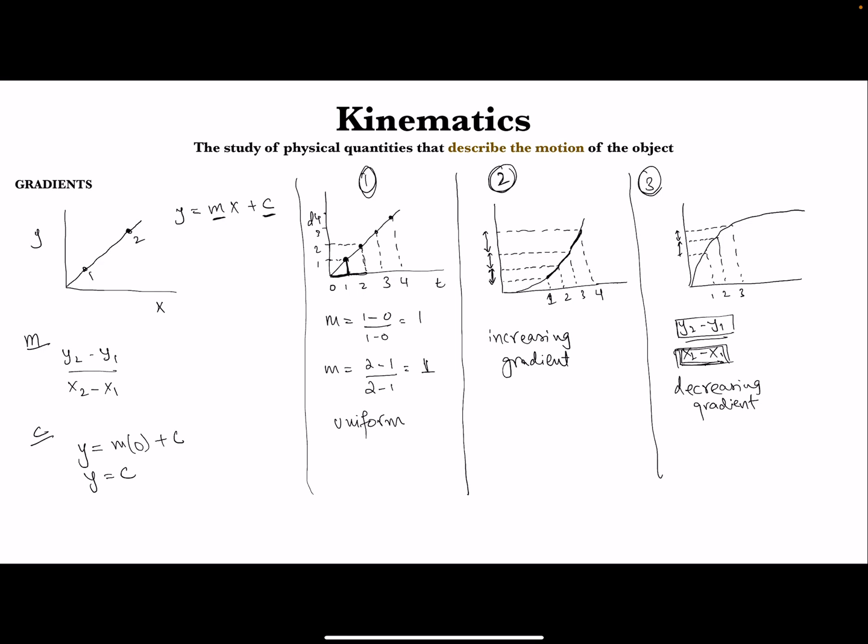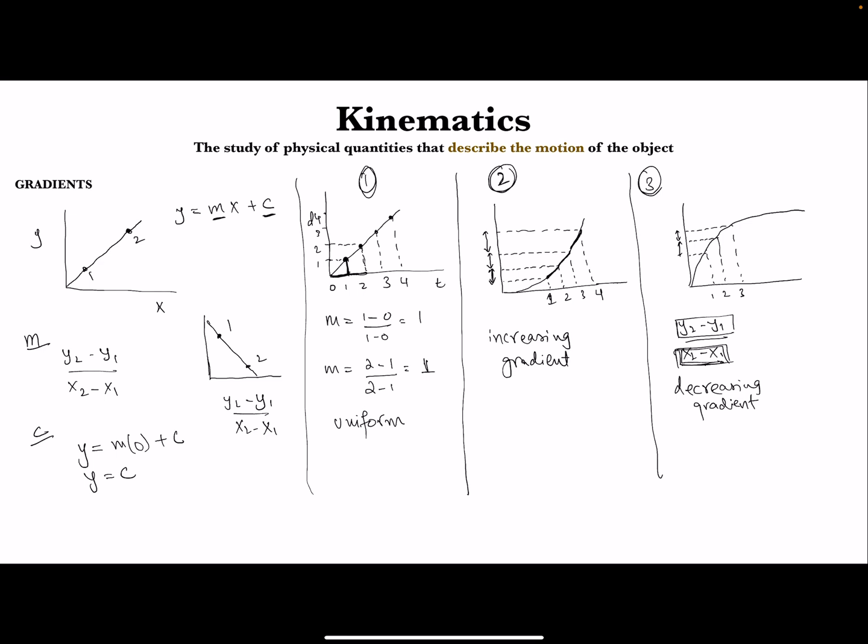Now, in the very first part, when I drew this, I just drew a positive gradient. Well, we can also have negative gradients. Negative gradients are just the opposite. So let's say this was 0.2 and this was 0.1. I'm coming from the top to the bottom, and so you can see that it's going to be y2 minus y1 divided by x2 minus x1.